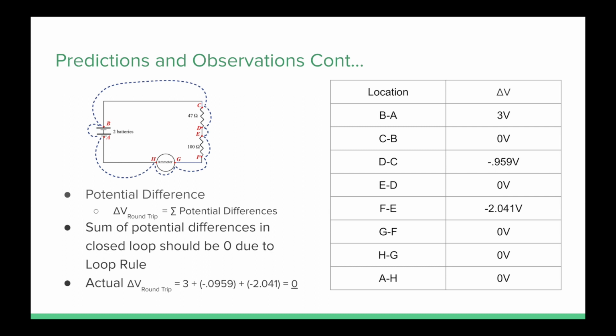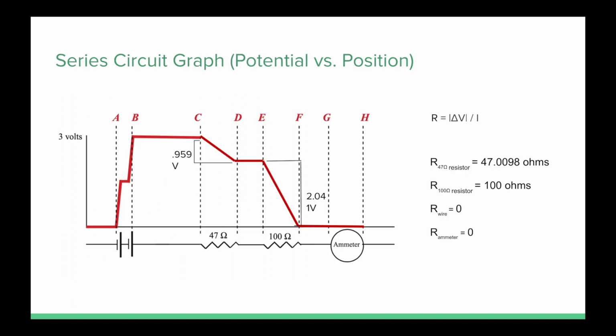In order to measure the round-trip potential difference in the circuit, we can sum up the individual potential differences of separate segments of the loop. The loop rule tells us that the total round-trip potential difference in a closed loop should be equal to 0, and if we sum up the segments shown in the chart, we can see that is true. If we were to create a graph of the potential versus the position around the loop, we would get what's shown. The differences in potential from the previous slide are graphed and still result in the potential difference of 0.